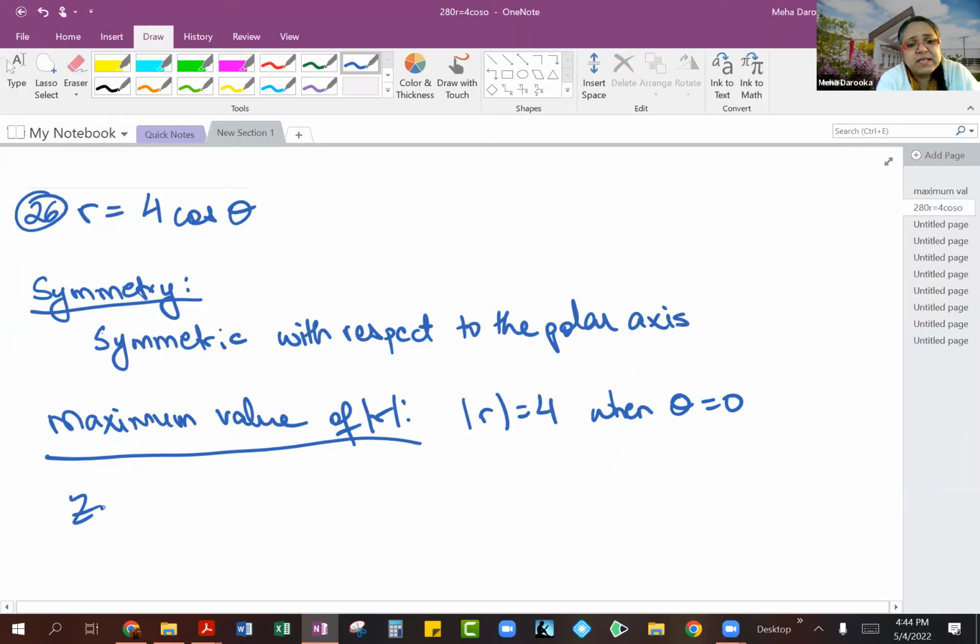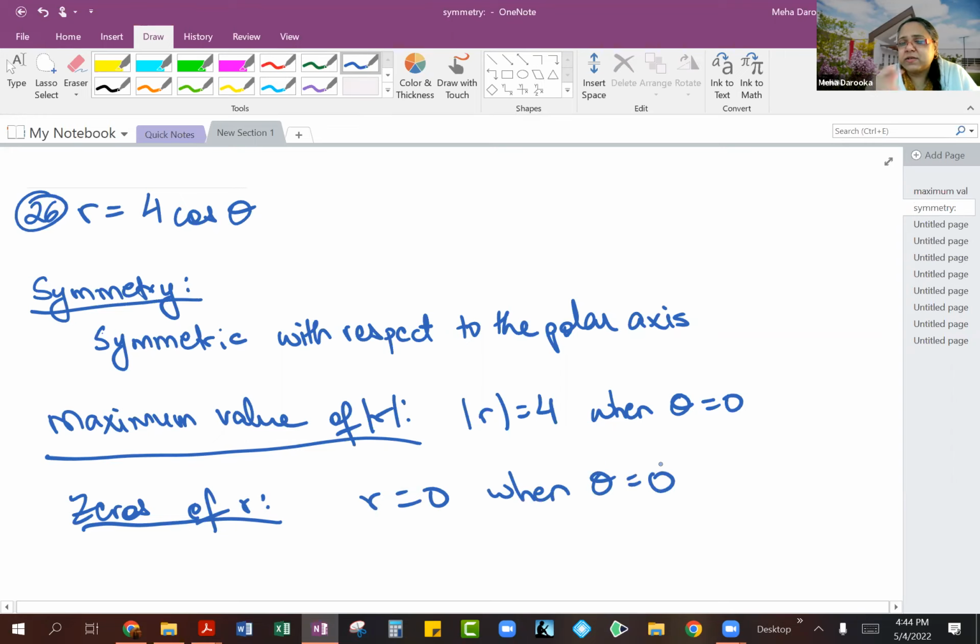And then for the 0 of R, your R value will be 0 when your theta is going to be 0.